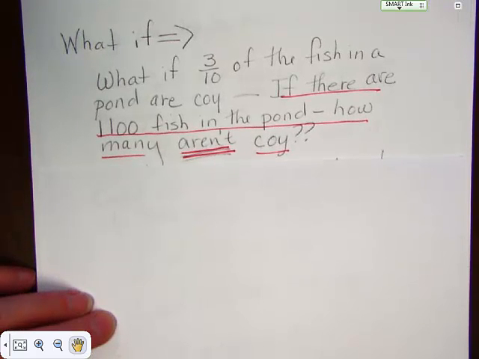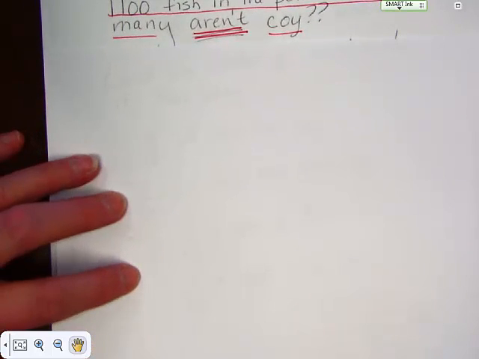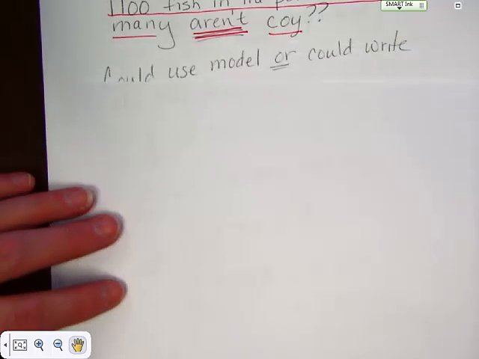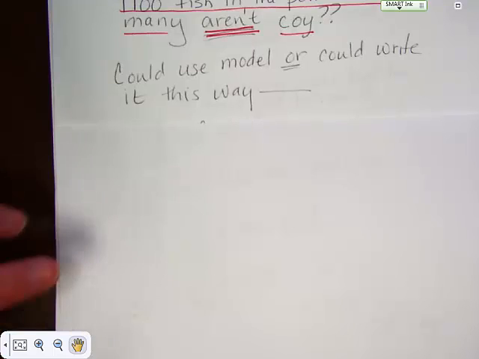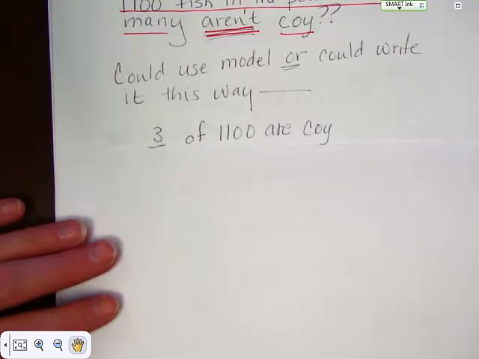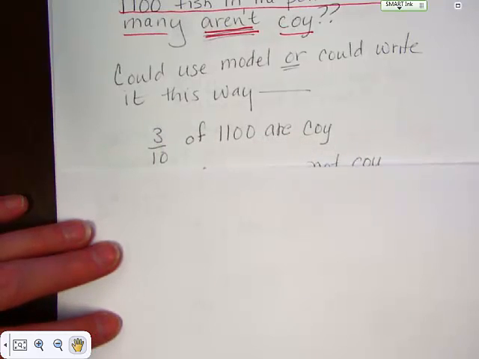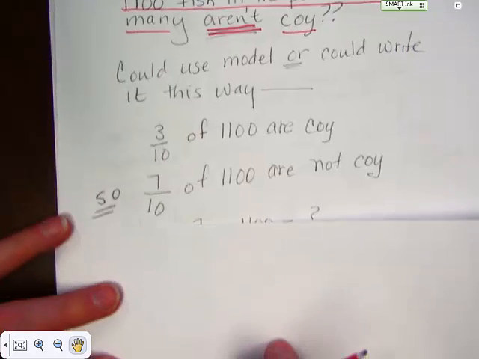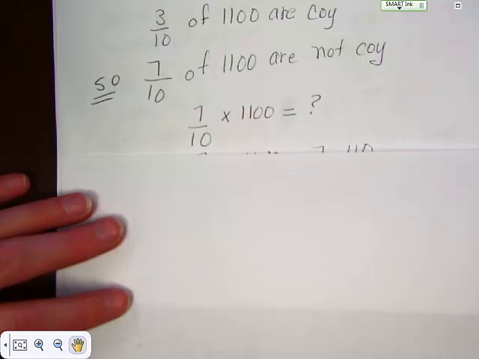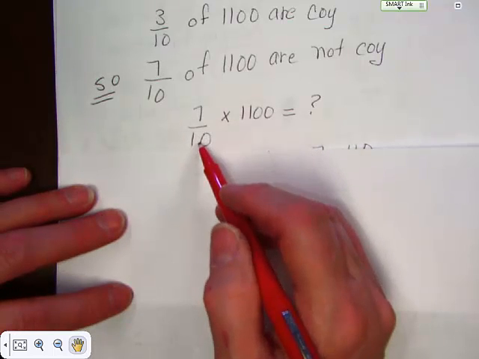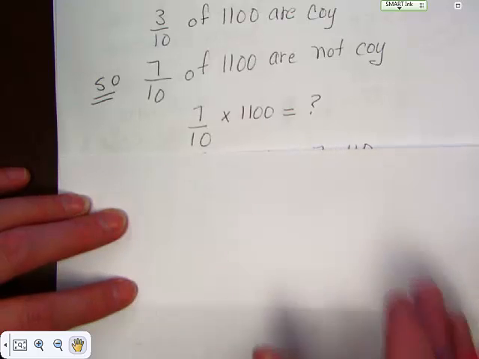But we know 3/10 of them are, and we know 3/10 of 1,100 are, so we could use a model if we wanted to and divide the fish into tenths, or we could think of it this way: 3/10 of 1,100 are koi. That means that 7/10 of 1,100 are not koi. So why don't we just take 7/10 of 1,100? That should give us the right answer, I think.